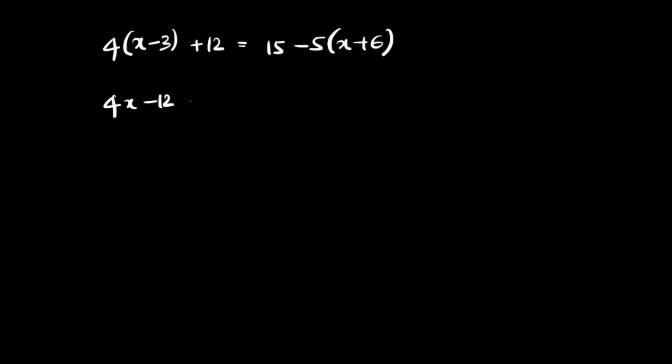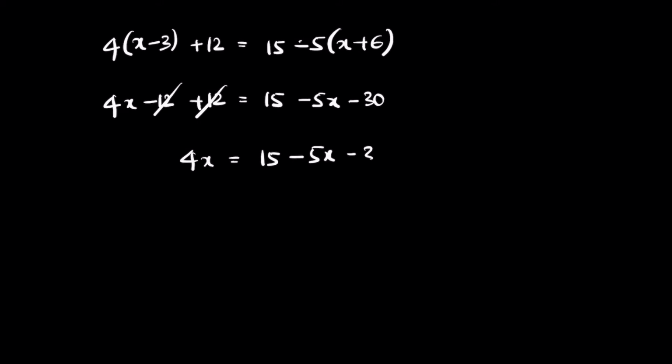Let's try a little more complex problem. Let's say we have 4 into x minus 3 plus 12 equal to 15 minus 5 into x plus 6. How will you solve this? Multiply the values first. So 4x minus 12 plus 12 is equal to 15 minus 5x. Notice minus into plus again becomes minus 30. So minus 12 plus 12 get cancelled. So 4x equals 15 minus 5x minus 30.